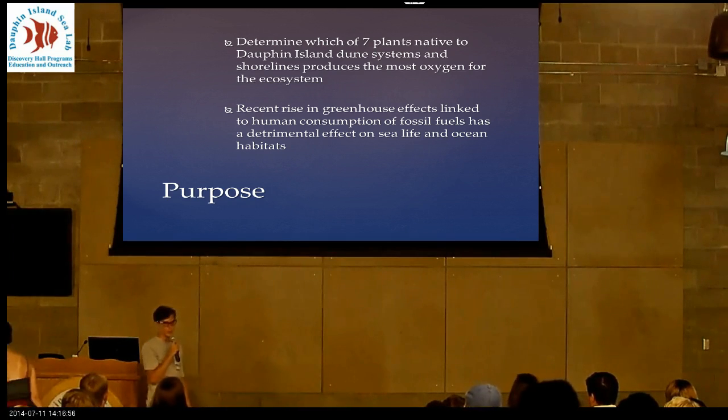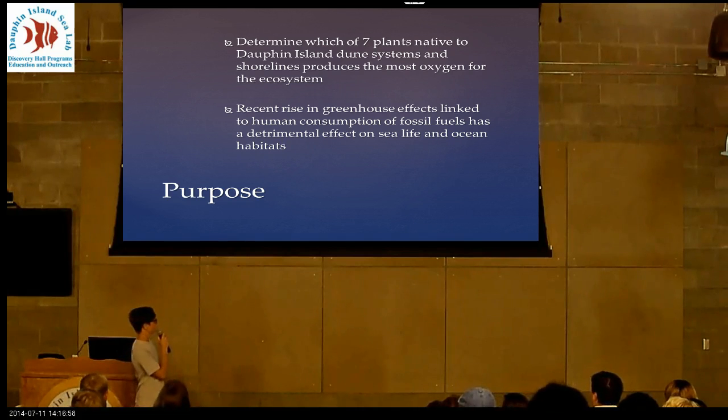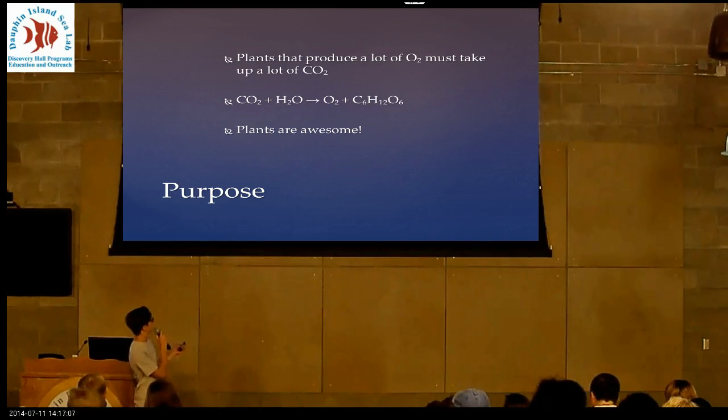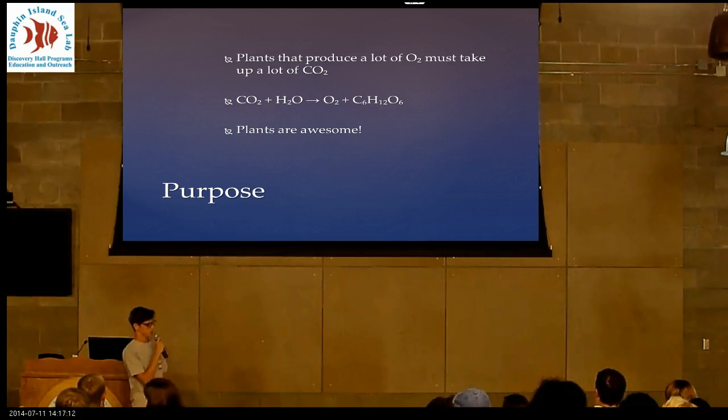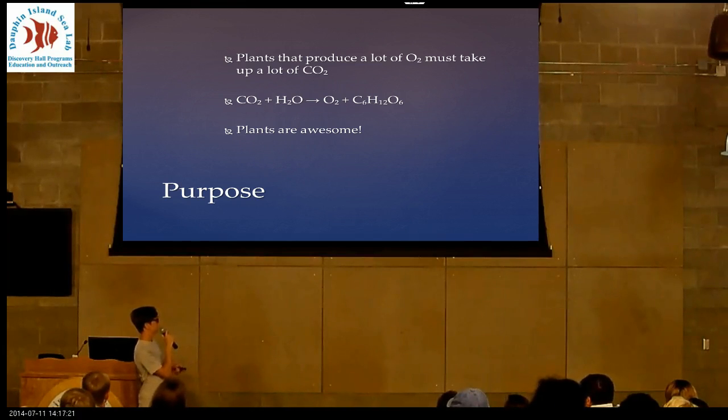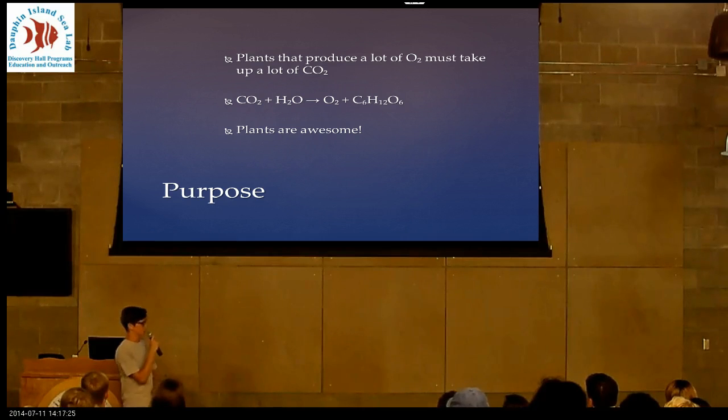The recent rise in greenhouse pollution or greenhouse effects linked to human consumption of fossil fuels is a large problem, and plants obviously consume CO2 and release oxygen. So basically, plants are awesome because they do this for us. We release CO2 and they take up CO2 and produce oxygen. So it's like a cycle. And the more oxygen is produced, obviously that's better for us. So yeah, we really need these plants, and that's what this was about.